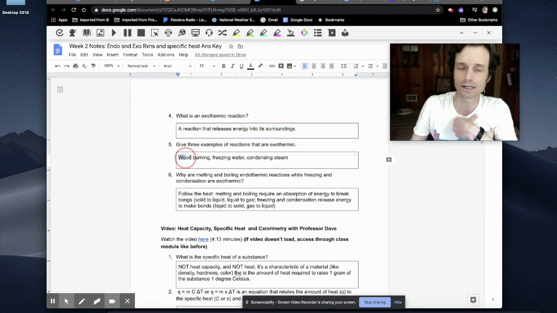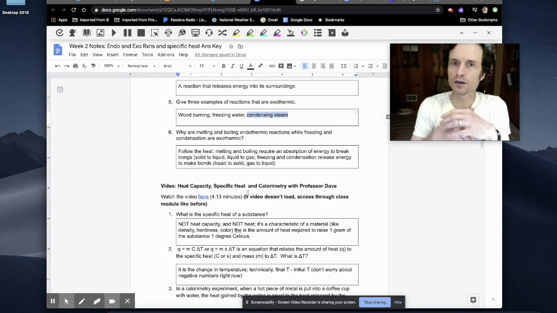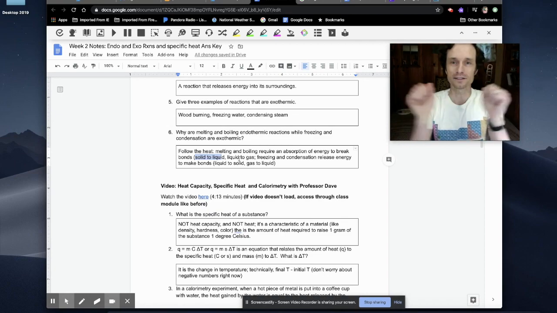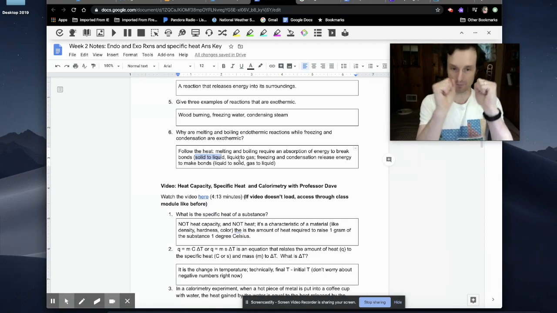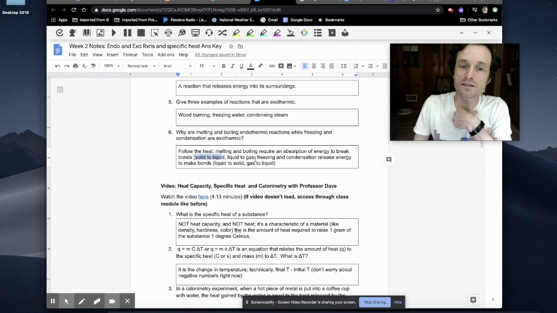Examples of that, pretty straight up: burning wood, freezing water, condensing steam. Why are melting and boiling considered endothermic, and freezing exothermic? I mentioned it earlier, and it's in the video. It's all about the bonds and how that relates to the heat. Melting and boiling require an absorption of energy to break a bond. Solid to liquid is a breaking of a bond, and liquid to gas is a breaking of a bond.